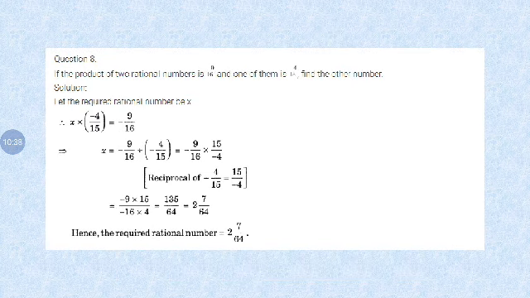If the product of two rational numbers is minus 9 by 16 and one of them is minus 4 by 15, find the other number. So let the required rational number be x. So the product of two rational numbers, one rational number is x, another rational number is minus 4 by 15. So the product of the two rational numbers gives a value minus 9 by 16. x into minus 4 by 15 equal to minus 9 by 16.